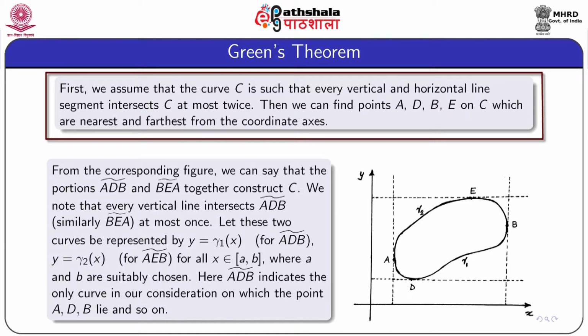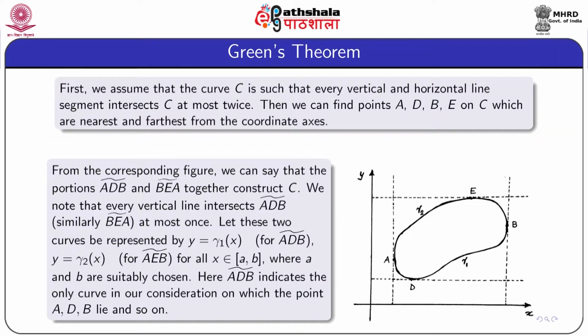First, we assume that the curve C is such that every vertical line and every horizontal line intersects C at most twice. Let us look at the adjacent picture. We have drawn such a curve. Then we can find points A, B, D, E on this curve, which are nearest and farthest from the coordinate axes. That is, A is nearest from the y axis, B is farthest, and from the x axis D is nearest and E is farthest.